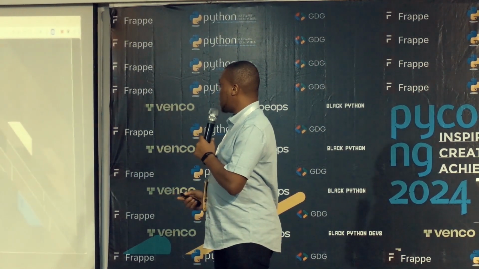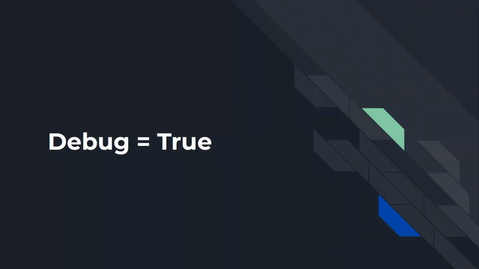So moving forward, good. Now, let's talk about debug. Let's be sincere. How many people have set debug to true in production? Don't lie. You have done it before. Debug true. Yes. We've done it before.